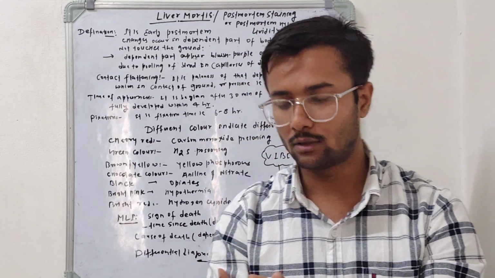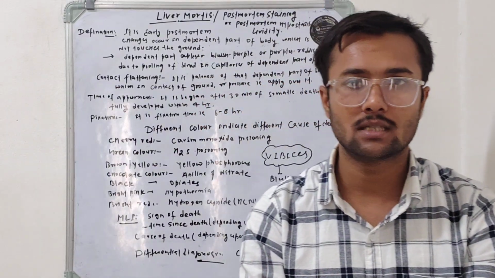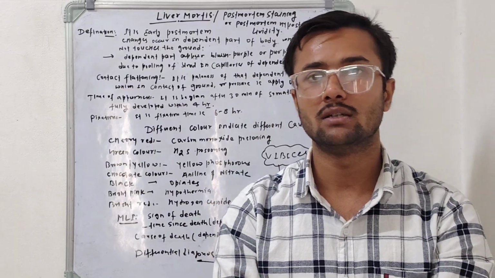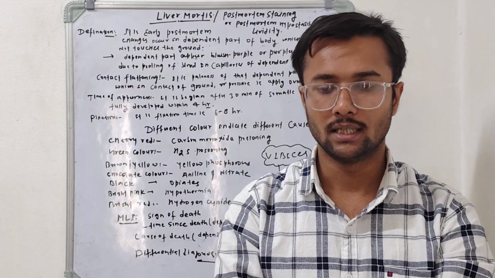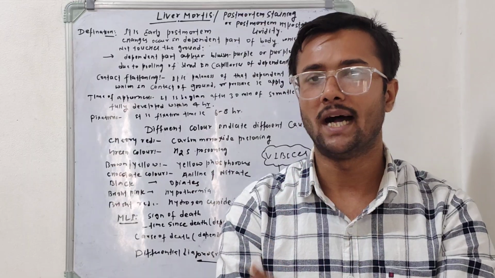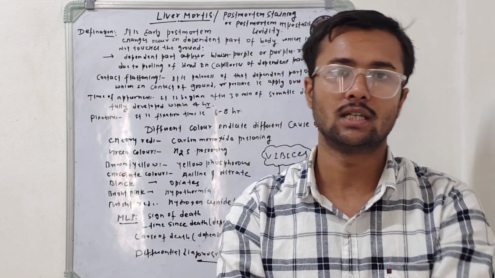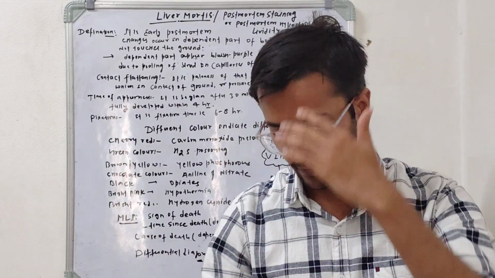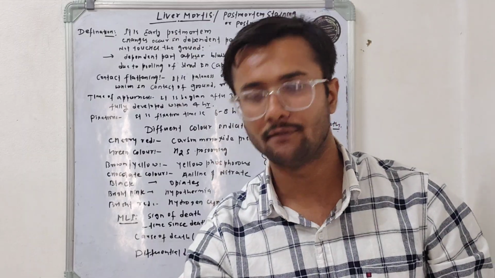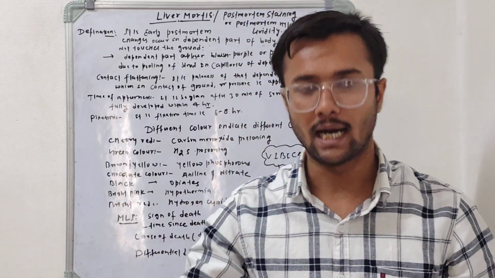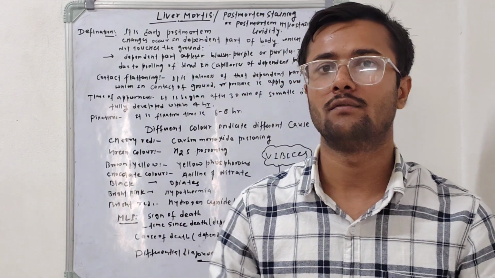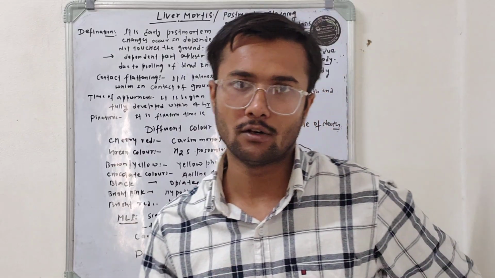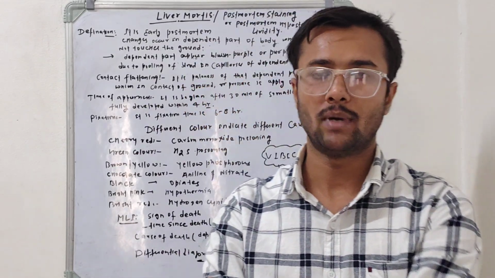So here there are two keywords. One is the dependent parts of the body, which do not touch the ground. What is the meaning of the dependent part of the body? The dependent part of the body means the part of the body which faces towards the ground. For example, if the body is in prone position, then the front part of the body faces towards the ground, so these are the dependent parts of the body. While if the body is in supine position, then the back of the body is the dependent part.